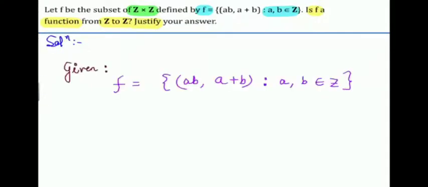Let f be the subset of Z cross Z defined by f is equal to (ab, a plus b), where a, b both belong to Z. Is f a function from Z to Z? Justify your answer. Given f is equal to (ab, a plus b), a, b belong to Z.